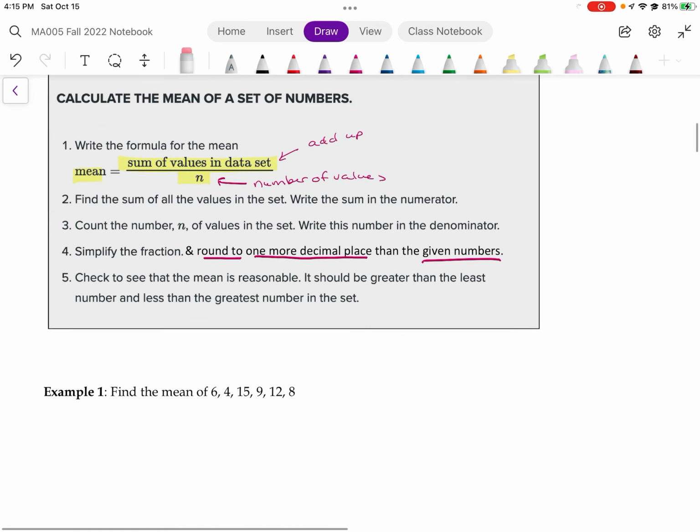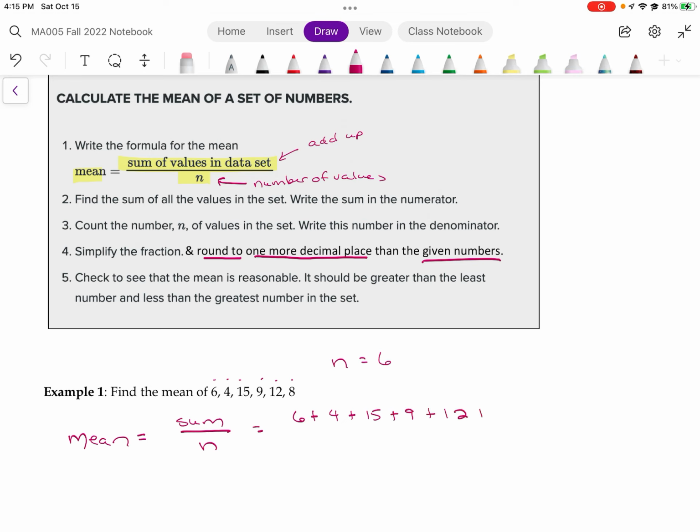All right, so let's find the mean of this set of numbers. Remember, the mean is the sum of all the values over n. Well, what is n? N is the number of numbers, right? So we have 1, 2, 3, 4, 5, 6. Six numbers here, so that's going to be n. The sum is going to be 6 plus 4 plus 15 plus 9 plus 12 plus 8. You can just put that in your calculator and divide it by 6.